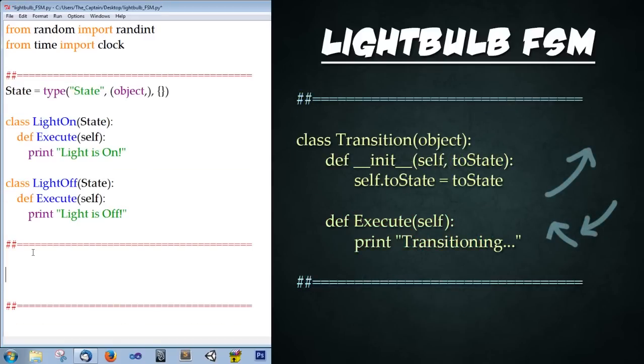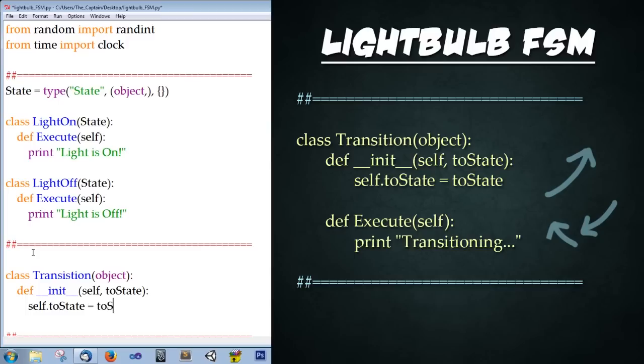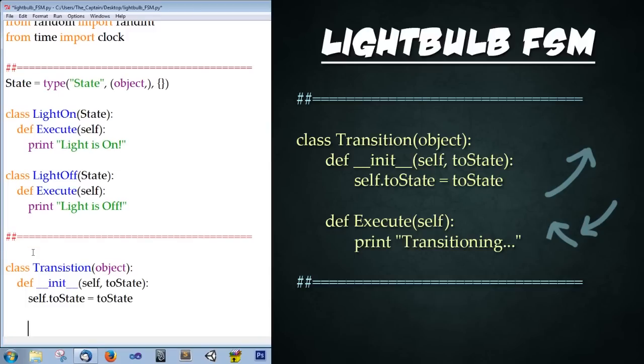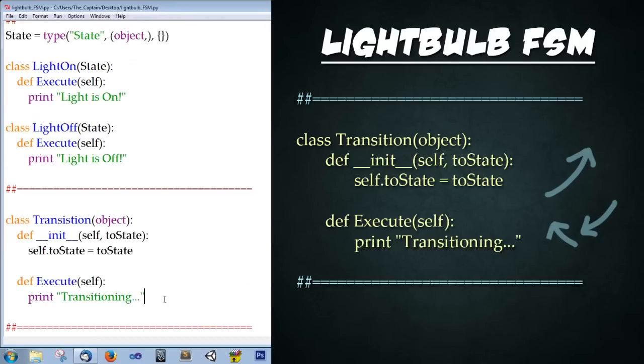And here we're going to create our transition. So type class Transition, and it's going to inherit from the object class, colon, enter. Type its constructor, __init__, and in the arguments we're going to have self and toState, colon, enter, and then type self.toState is equal to toState. Then we're going to include another function called execute, and it's just going to include self, and then we're just going to print "Transitioning". Alright, and that's our transition class.